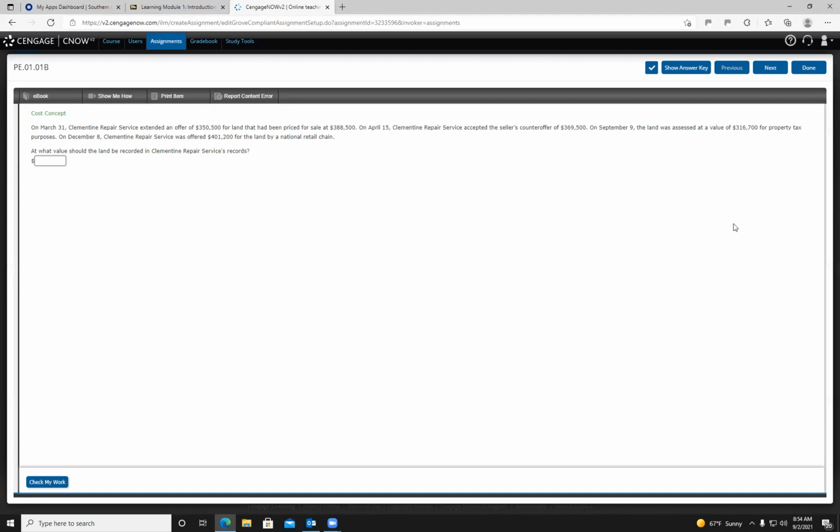So when you have all these numbers floating around, you as the accountant have to determine what value to use to actually record the purchase of the land on the books. In this situation, it's always going to be the purchase price, the price that was actually agreed upon between the buyer and the seller. That price was $369,500. That is the actual purchase price. That is the actual cost of the land, and that's what you record.